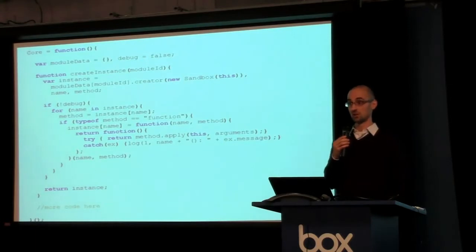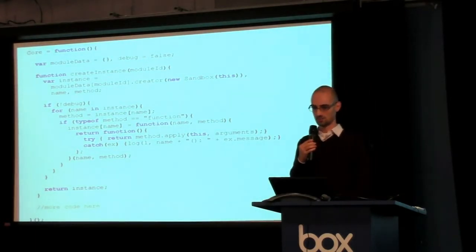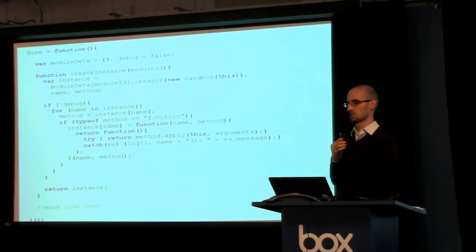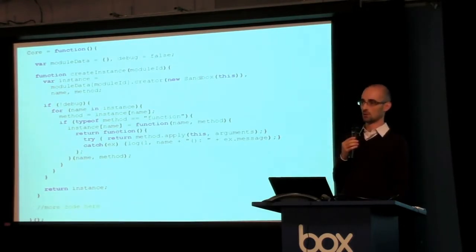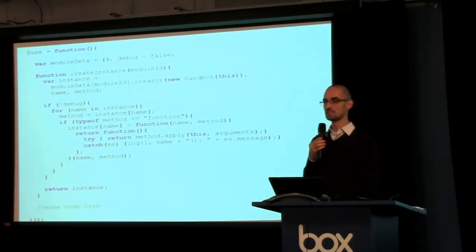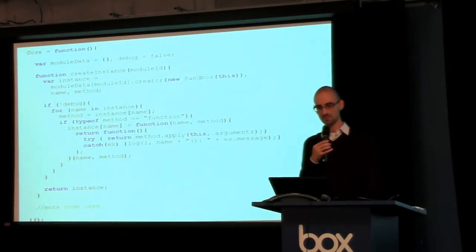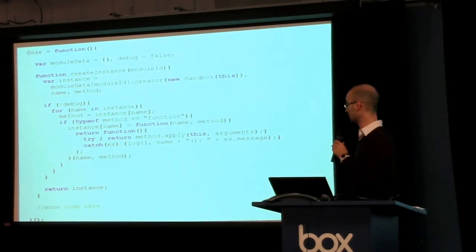So once again, tons of code here. Don't try to understand it too deeply. You can go check out the slides afterwards if you're interested. But basically what this is doing is when a module is created, it's figuring out if you're in debug mode or not. And if you're not in debug mode, it's iterating over every method on the module and wrapping it in a try catch. And then if there's an error, it's logging it.